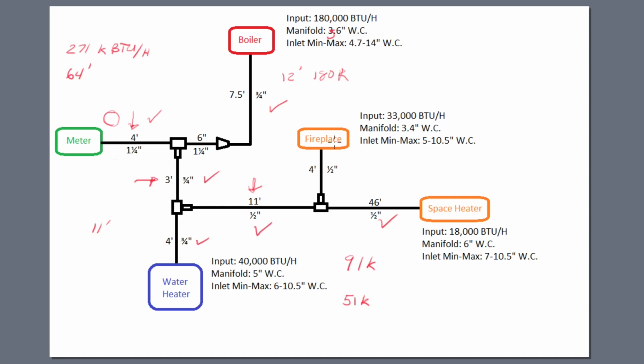The last drop is the fireplace. The fireplace has a 4-foot drop, coming off of this 11-foot drop, which we've already determined uses the correct pipe diameter, as well as the 3-foot and the 4-foot. We've got to take the total length. So 7, 11, 18, and 4 is 22 feet. So we've got 22 feet here for a demand of 33,000 BTUs per hour.